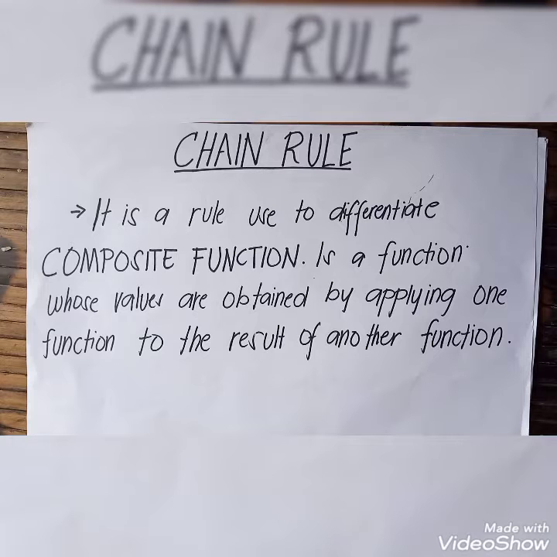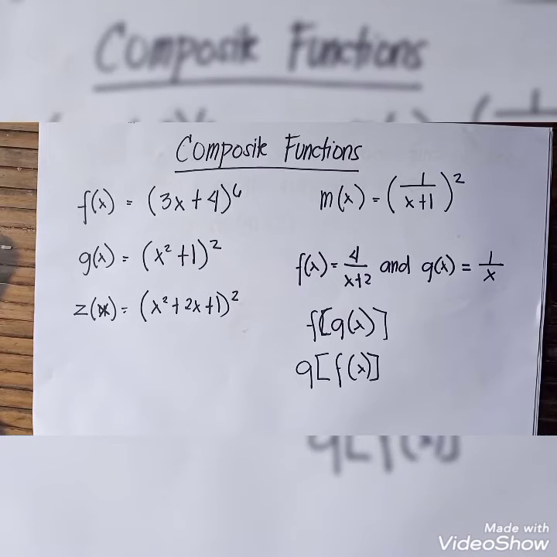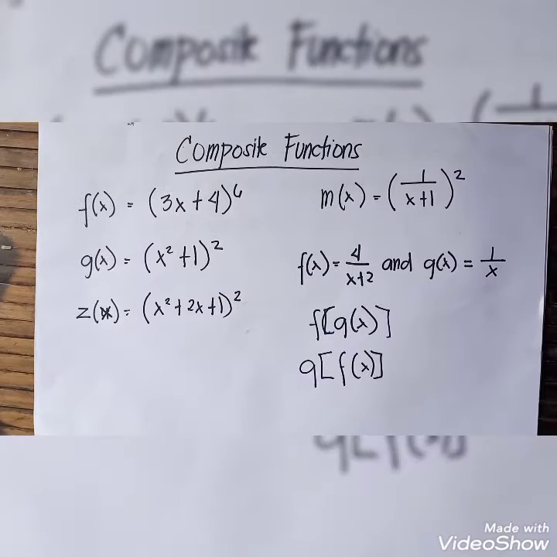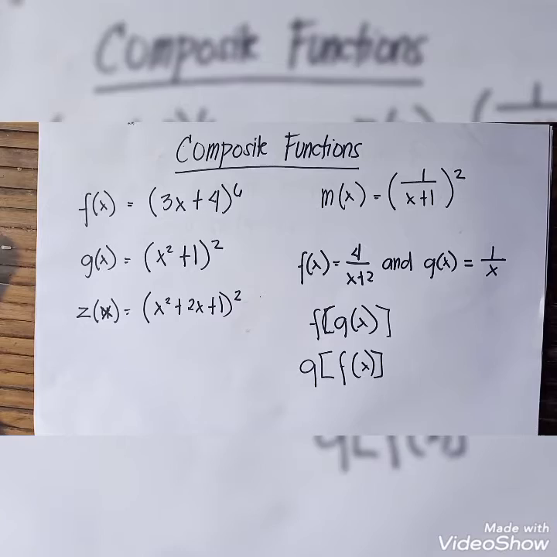So here are the examples of composite functions. We have here f of x is equal to the quantity 3x plus 4 raised to 6. This is called a composite function because there is an inner value and an outer value.